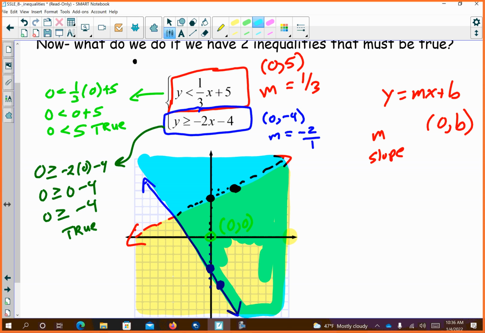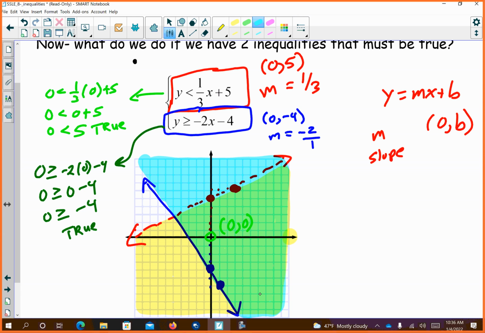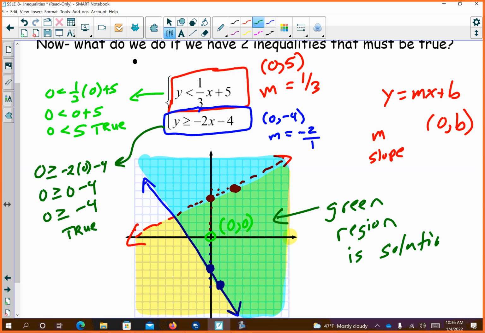Agree? Okay, so I'm shading right now with blue, but what color was the changed color? The green. So I'm going to say this: green region is my solution. And the reason I say green is because my pens changed color. Okay?